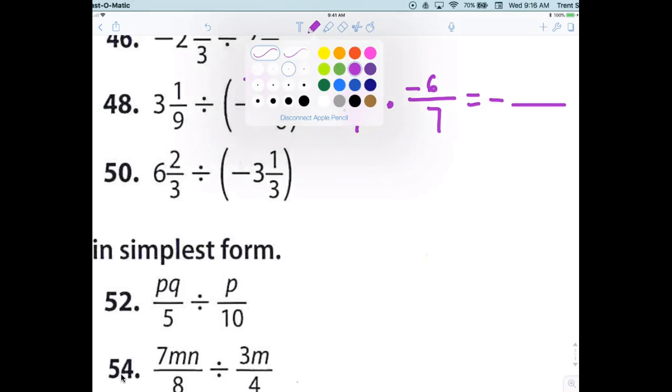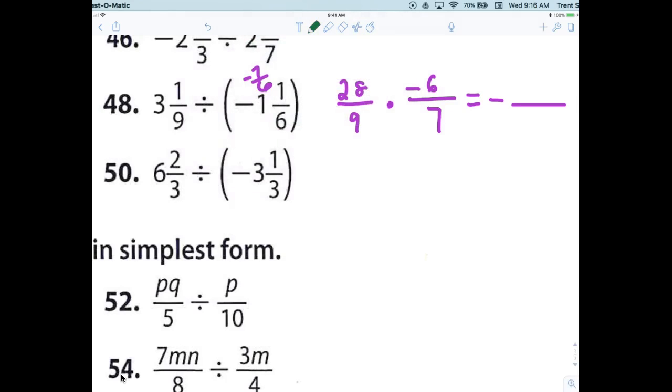Now, Aiden, I can move forward to the reducing, right? So what can I reduce, Aiden? 7 goes into 28 how many times? 7 goes into 7. Now what? What goes into both of those? 3 does. So I change this to a, and this to a final answer.